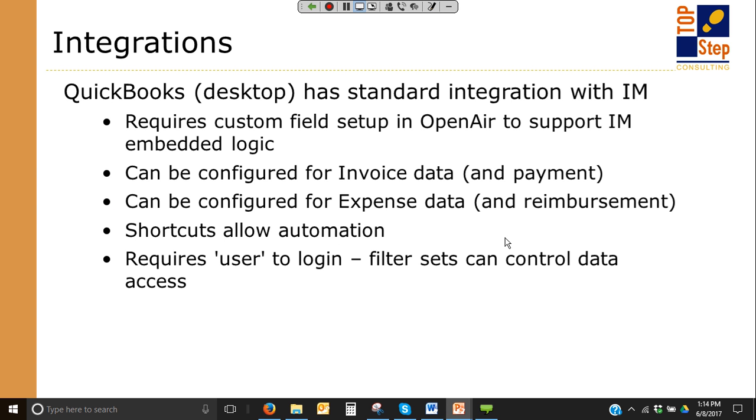It doesn't deal with revenue. It doesn't deal with time. It's really a basic AR/AP integration, but it's a very simple one, which means it's a very low cost to implement because everything's pre-configured. Okay.